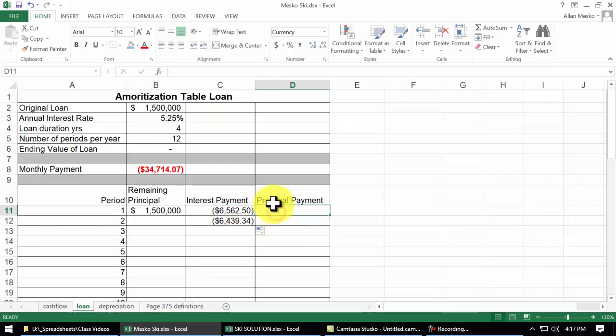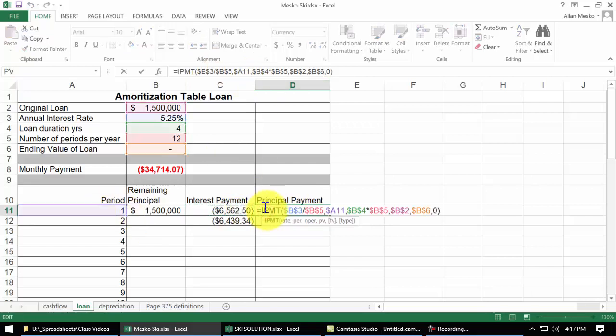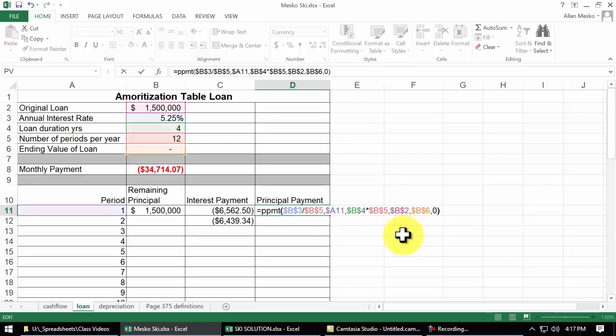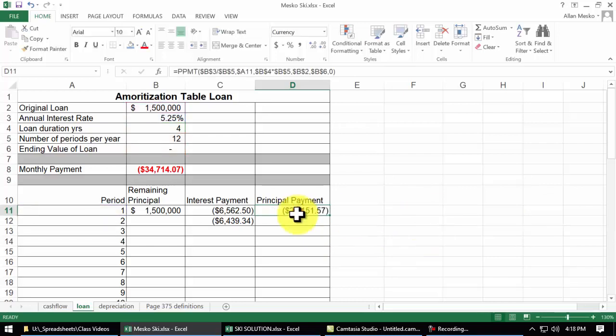I'll bet the principal payment function has the exact same parameters as the interest payment. Let's see if that's the case. If I copy this formula and put it over here, I get the same answer because these were all absolute references and I was referencing period 1. But if I change the I payment to principal payment, this returns the payment on the principal for a given installment. That says here's how much went to principal.